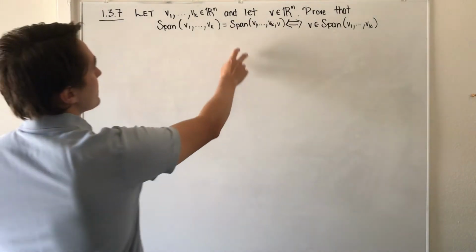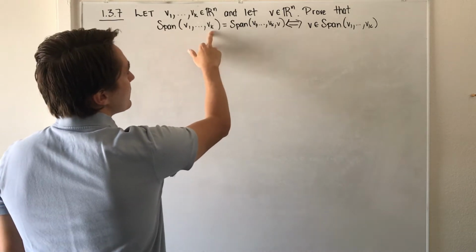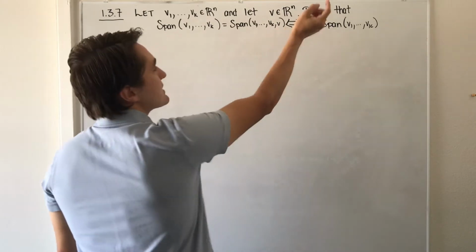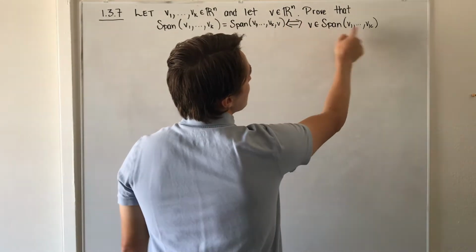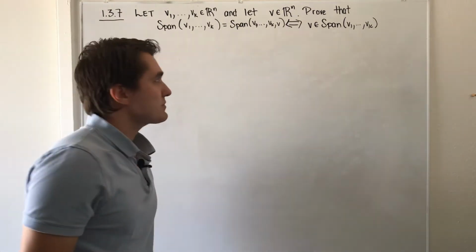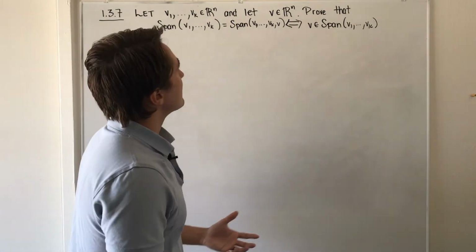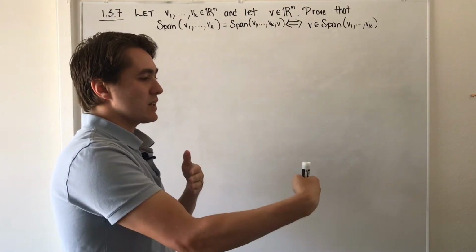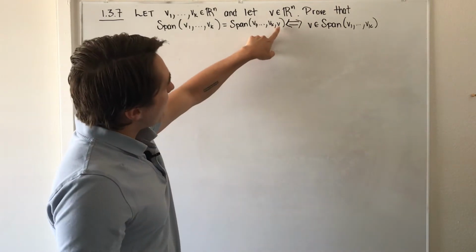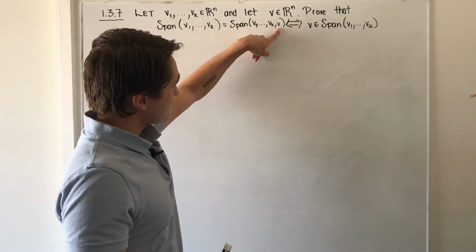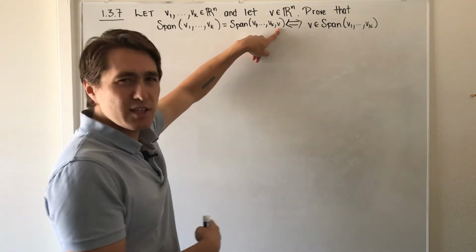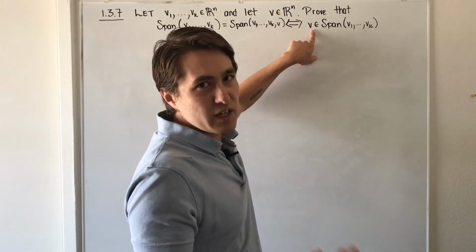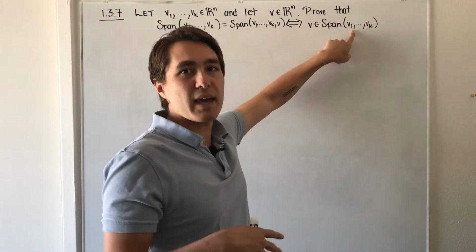What we want to show is that the span of the v1 through vk vectors is equal to the span of the v1 through vk vectors and v, that's equivalent to saying that v is in the span of v1 through vk. Really, all this is saying is if by adding a new vector to a span, you take a list of vectors and you take the span of them, if by adding a new vector to it you didn't change the span, hence they're equal, that's the same as saying your new vector must have already been in the old span, right?